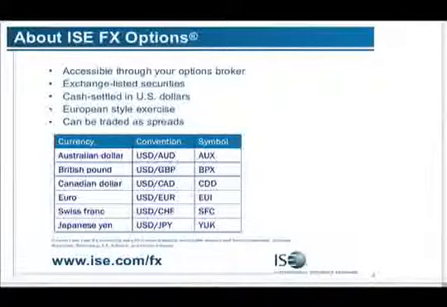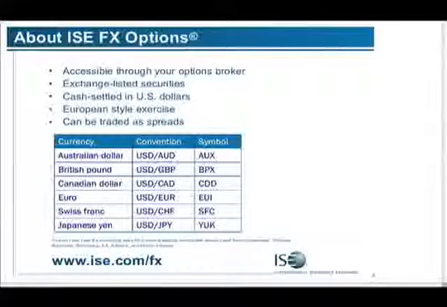A little bit about ISE FX options. Well, number one, you can trade it through TradeStation and the other brokers. So any equity options broker, you can trade ISE FX options. They're exchange-listed securities. They are cash settled in U.S. dollars. We like to think that they're very intuitive because you don't have to worry about any kind of physical settlement, physical delivery. They're European style, and they can be traded as spreads. Most importantly, they're U.S. dollar relative, meaning that it is what is the U.S. dollar worth relative to another currency. So if you have a dollar, how much does it buy of that other currency? That's simply how the convention was set up.